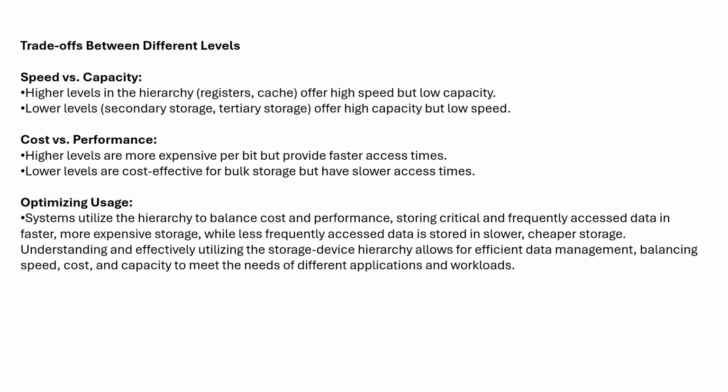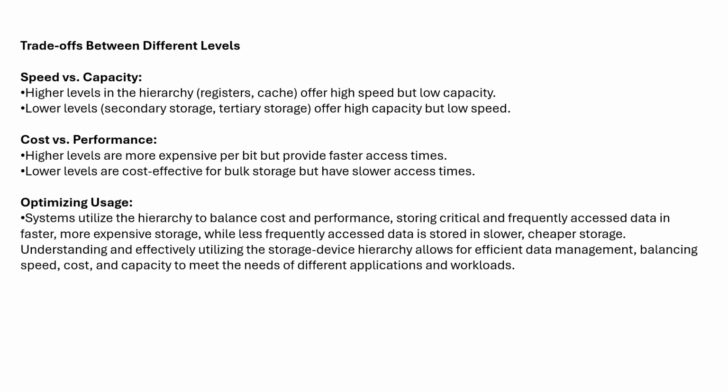Trade-off between different levels: speed versus capacity. Higher levels in the hierarchy, registers and cache, offer high speed but low capacity. Lower levels, the secondary storage and tertiary storage, offer high capacity but low speed. Cost versus performance: higher levels are more expensive per byte but provide faster access time. Lower levels are cost efficient for bulk storage but have slower access time.